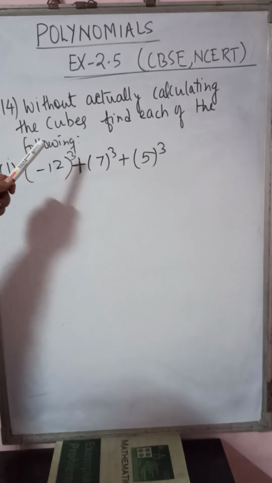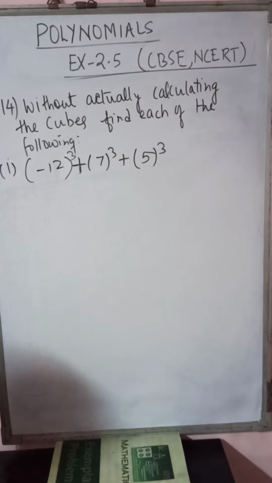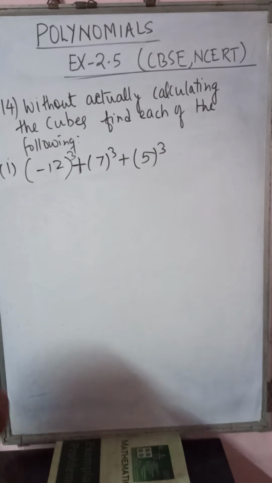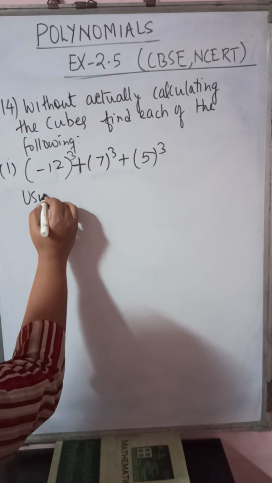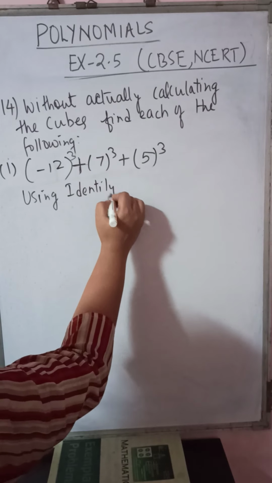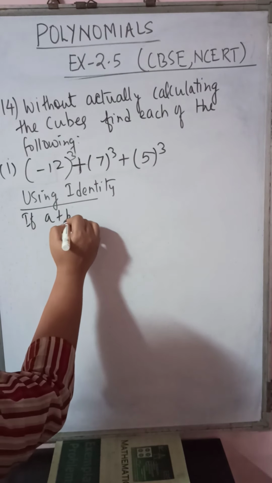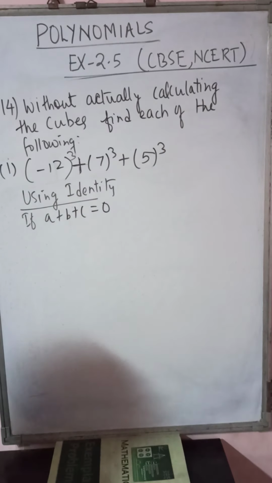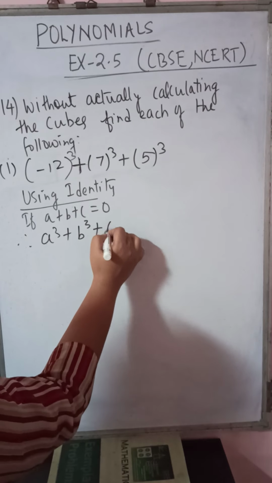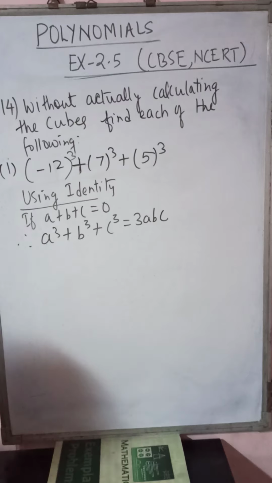Without actually calculating the cubes, find each of the following. So we don't have to calculate the cubes, but we have to find the value of this. So we are going to use this identity, that is, if a plus b plus c is 0, then a cube plus b cube plus c cube is equal to 3abc. So we are going to use this identity.